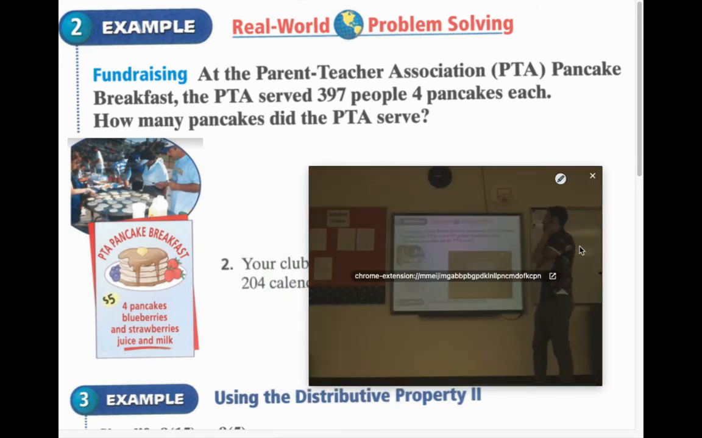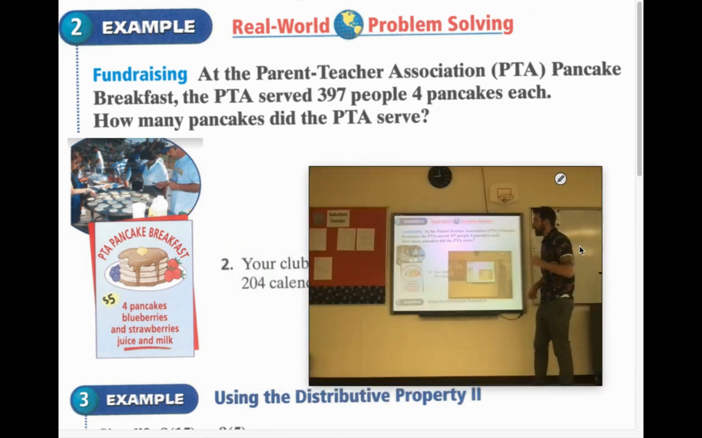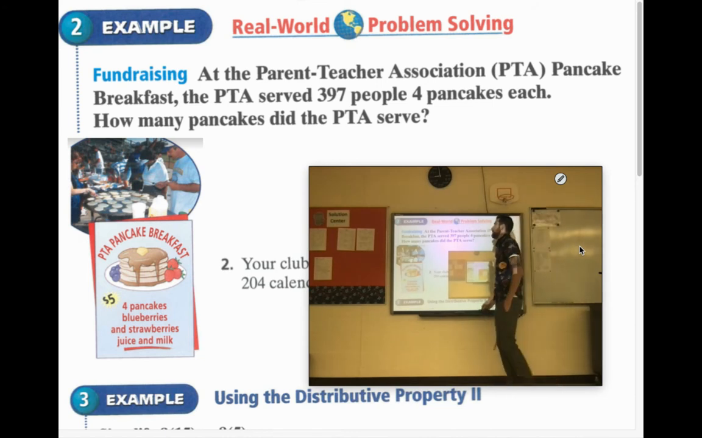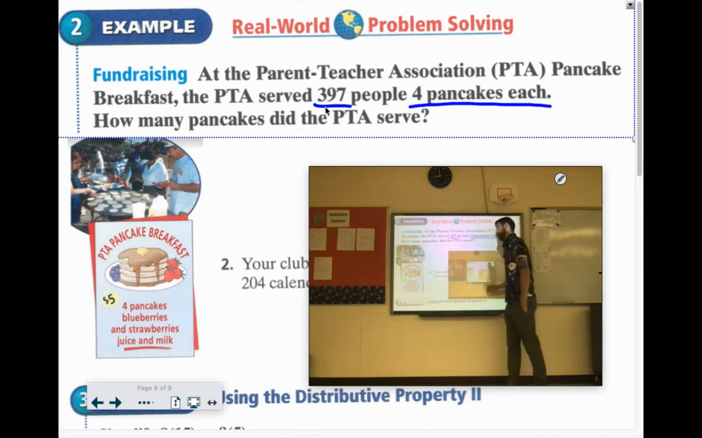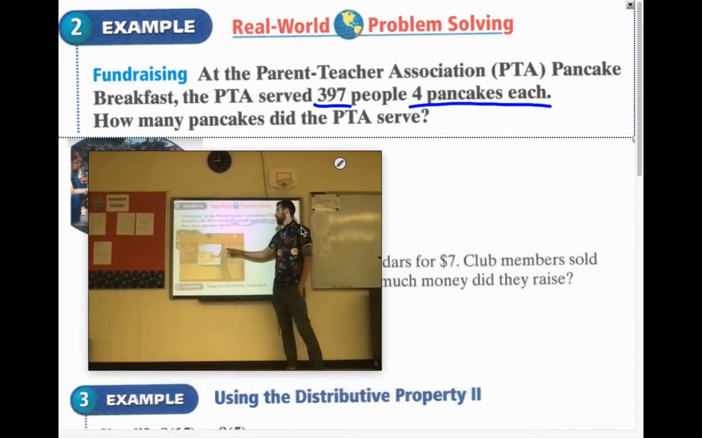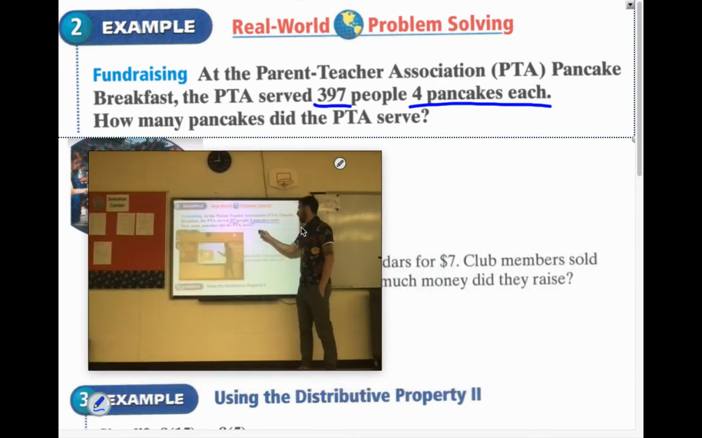At the Parent Teacher Association (PTA) pancake breakfast, the PTA served 397 people 4 pancakes each. How many pancakes did they serve? Well, we're just going to have to do 397 times 4.